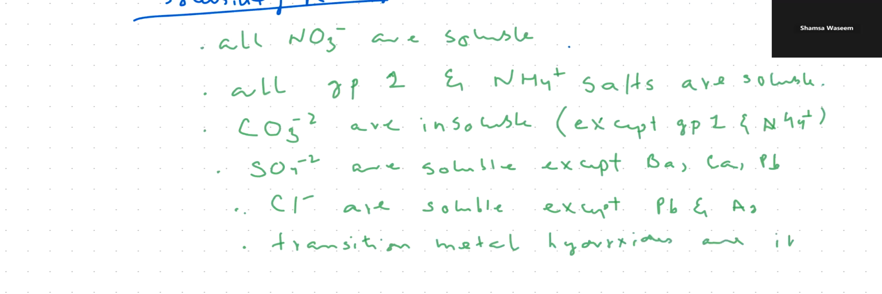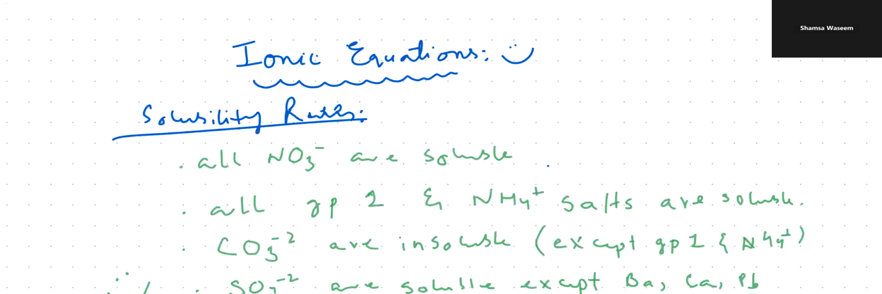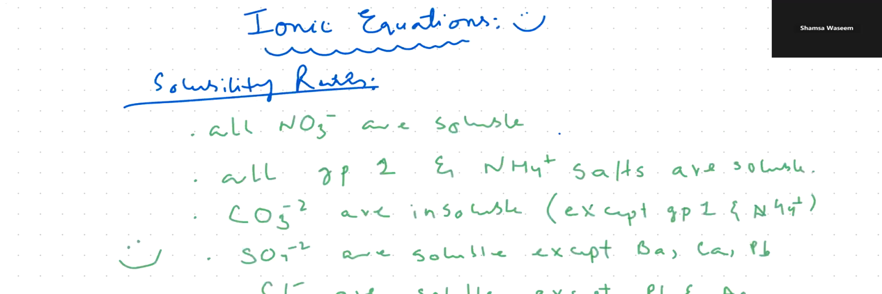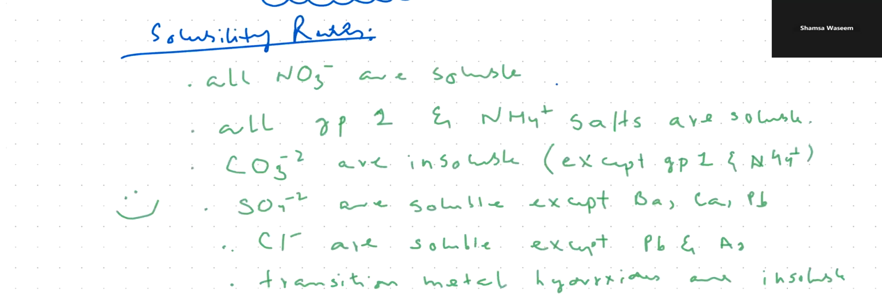So these are a few solubility rules, and why we discuss that is so that when you're writing ionic equations, you'll be requiring the state symbols, right? The salts which are soluble, we are going to write down the state symbol as aqueous. The salts which are insoluble, we are going to write down the state symbol as solid, right? So let's do the rules.